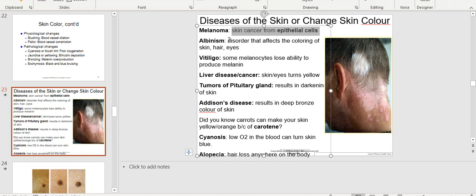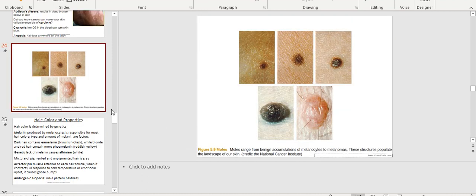Albinism, a disorder that affects the coloring of the skin, hair, and eyes with a lack of pigment. You've got vitiligo, where some melanocytes lose the ability to produce melanin. Liver disease, jaundice, that's a big one. Tumors of the pituitary gland result in darkening of the skin. Addison's disease results in a deep bronze color of the skin. Even carrots can make your skin go yellow. Cyanosis makes the skin turn blue. Alopecia, hair loss, can happen anywhere. And here are some shots of moles that can happen.